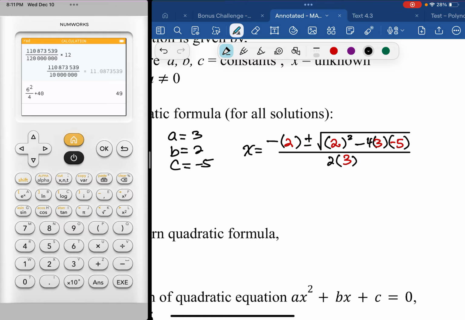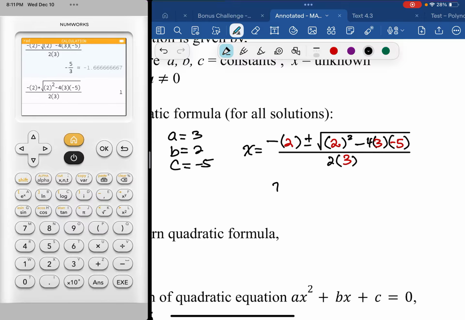So I want a fraction, so I'll do a little fraction here. I'll wipe out the ANS, the answer part of it. Negative parentheses 2. I can't do plus or minus, so I'll just start with the minus. The square root of 2 squared minus 4 times 3 times -5, over 2 times 3. So that would be one solution. And the same expression, just with a plus sign, would be my second solution.